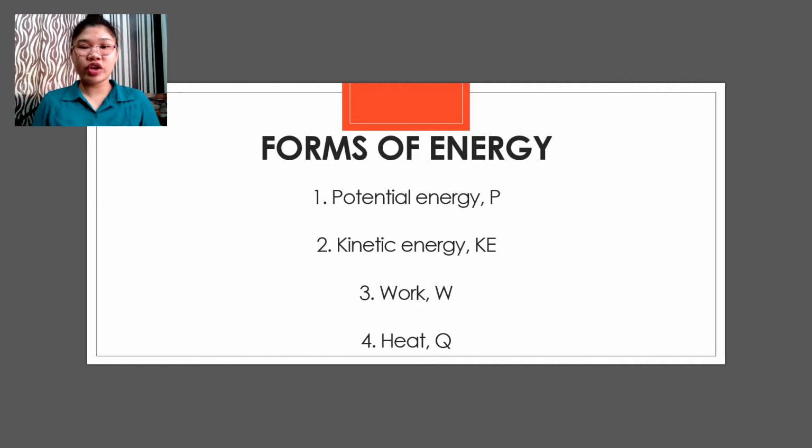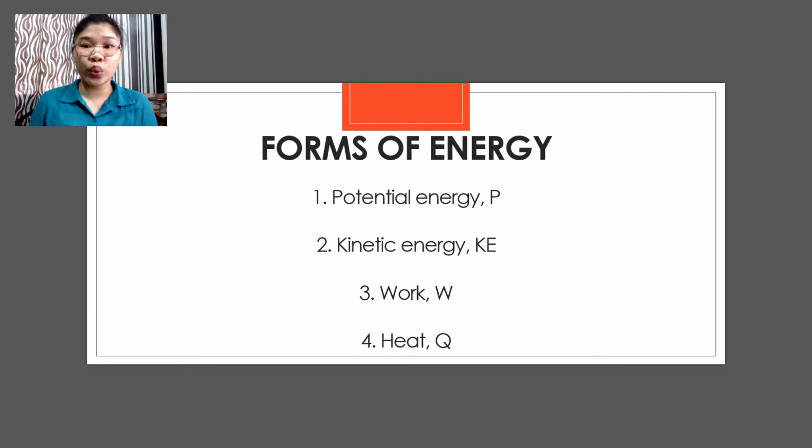Here, I will be giving you a brief definition of the different forms of energy. We have four. First, the potential energy, labeled as P or PE. This is the energy produced due to the change in elevation. Later, I will be revealing the formulas for potential energy, kinetic energy, work, and heat. Second, the definition of kinetic energy, generally labeled as KE. This is the energy produced due to mass and velocity. You will be seeing its formula, and it is related to mass and velocity.